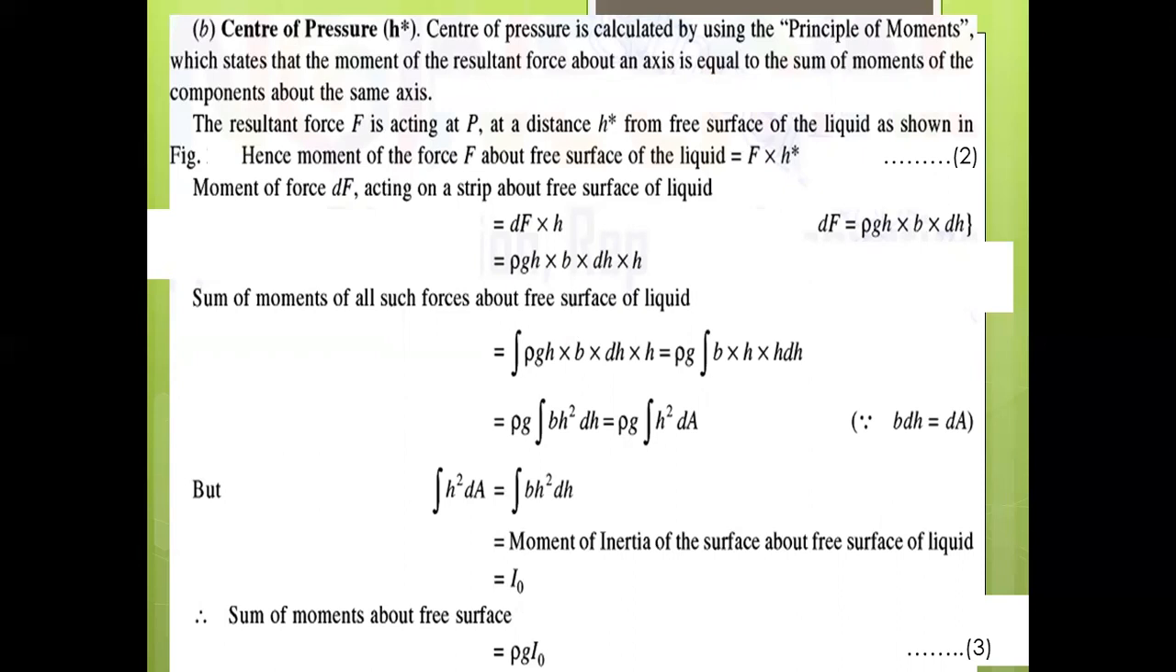Then it will become equal to rho g integration of b h square dh, which is equal to rho g integration of h square dA. We know b dh is equal to dA, but the integration of h square dA, which is equal to the integration of b h square dh, is called the moment of inertia of the surface about the free surface of the liquid, that is I0. Therefore, the sum of moments about the free surface is equal to rho g I0.